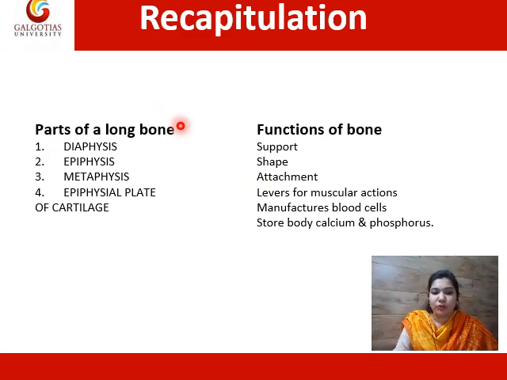The parts of long bone are called the diaphysis, the epiphysis, the metaphysis, and the epiphyseal plates of cartilage. We have discussed that diaphysis is the long shaft part of the bone. The epiphyses are the rounded ends of a long bone.